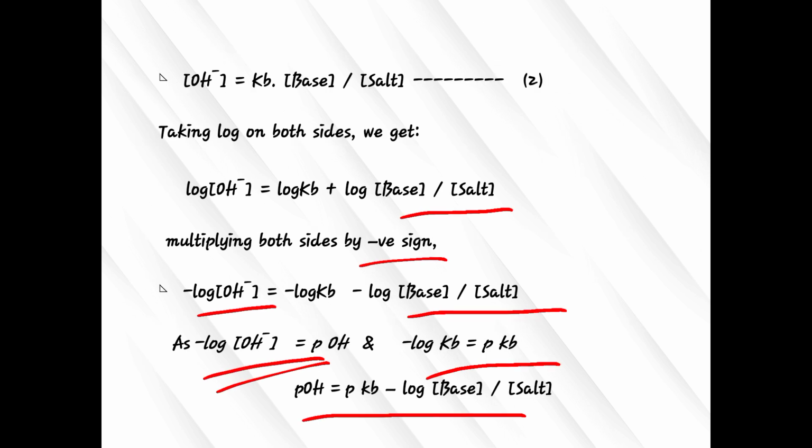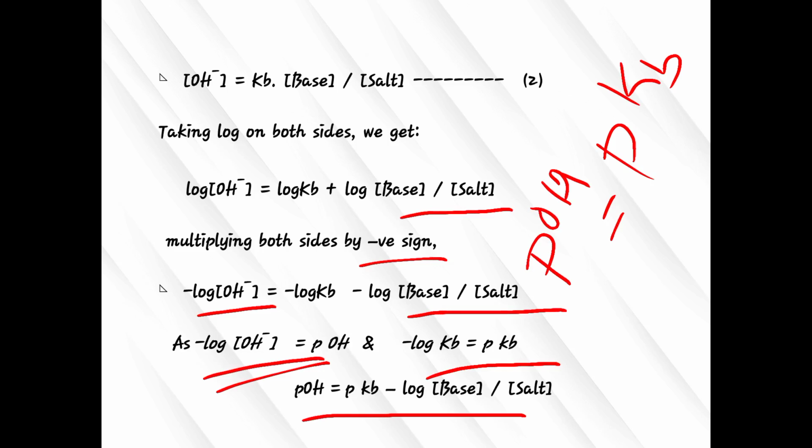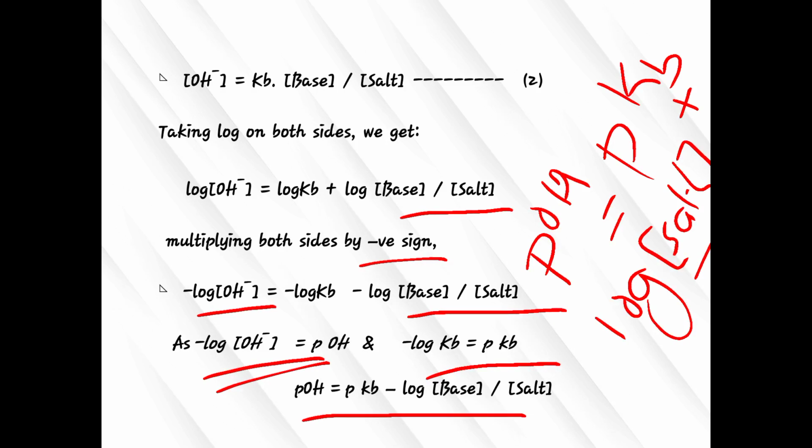Therefore, pOH equals pKb plus log of the concentration of salt divided by the concentration of base.